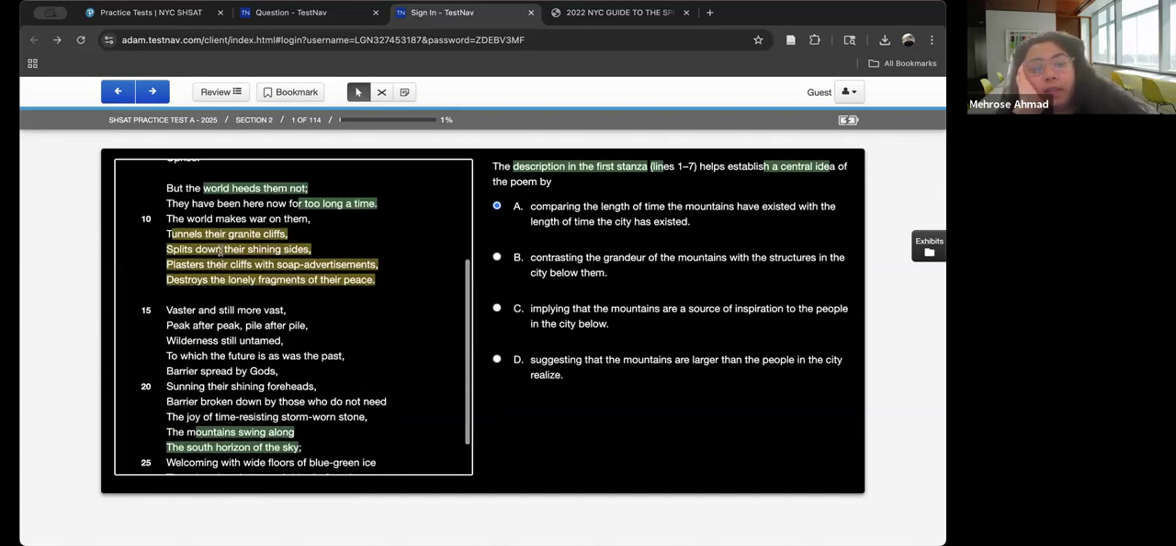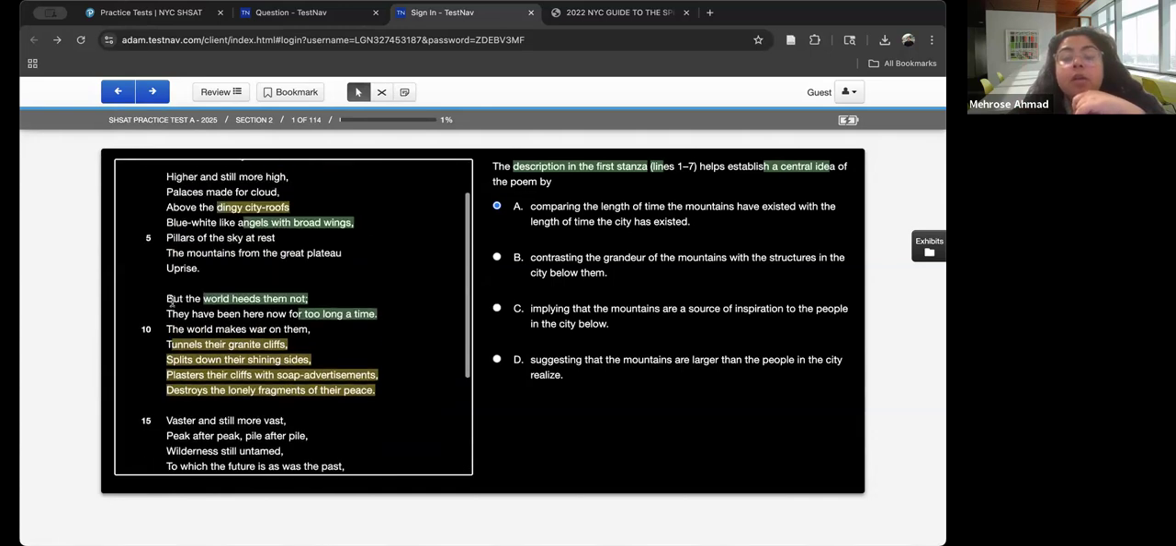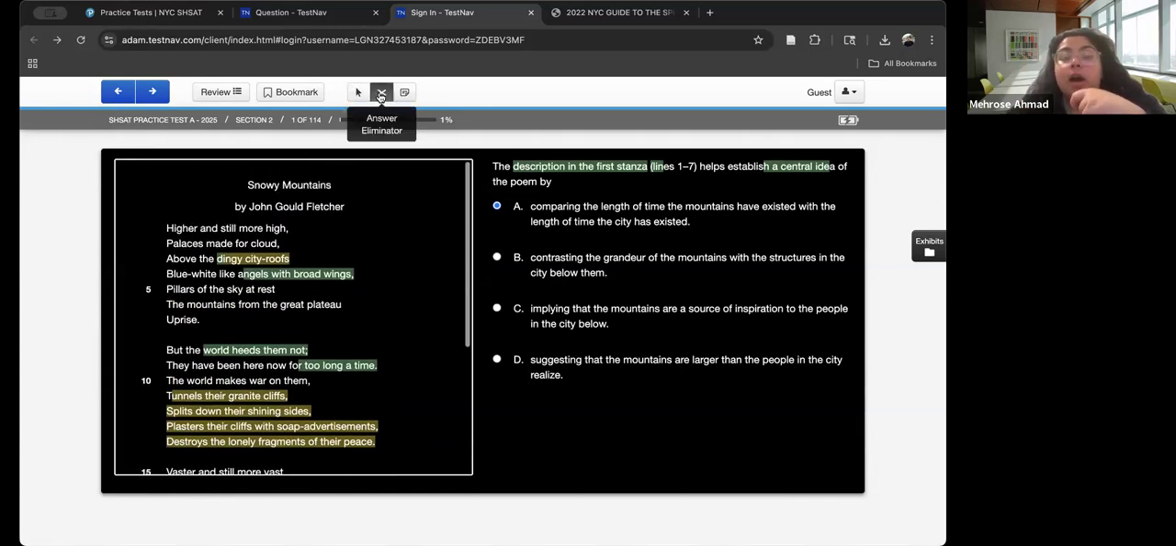And that continues to be developed, as the author continues to describe the negative impacts of cities, or the negative impacts of people on nature, right? The world is making war on them, being the mountains. The world is tunneling them, splitting them, plastering them, destroying them. So let's go through the choices. And again, it's very important to use process of elimination.